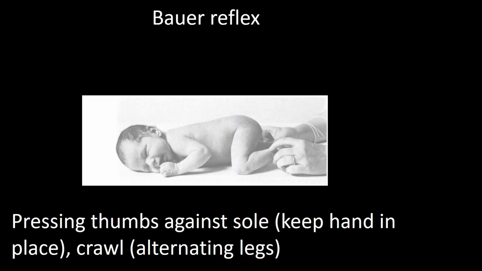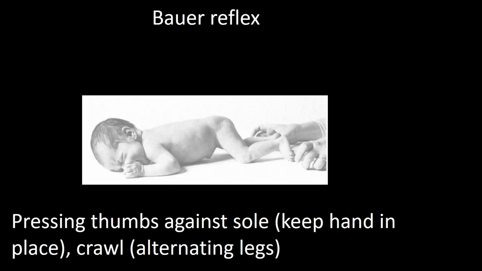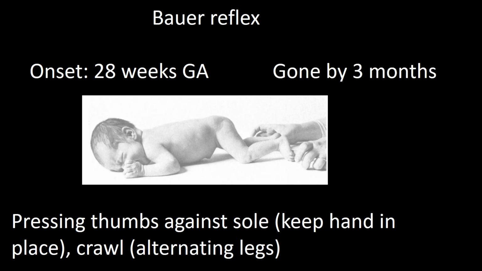The fourth reflex is the Bauer reflex. The Bauer reflex is performed with the baby lying face down. It is activated by applying pressure to the soles of a newborn's feet while keeping the hands in place. It triggers crawling-like movements leading to forward displacement. This reflex has been reported in 28-week premature neonates and it is fully developed at term. It is gone by 3 months.